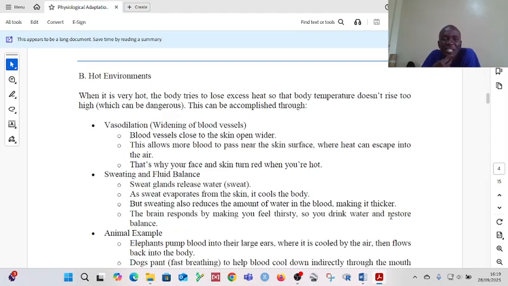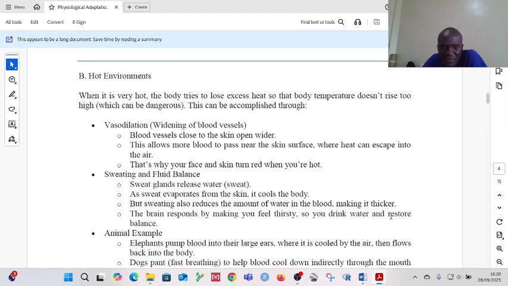Vasodilation involves widening of the blood vessels. So the blood vessels that are close to the skin open wider. Once they open wider, it means more blood can pass near the skin surface. Once more blood is passing near the skin surface, then heat can escape into the air. Okay? The second physiological adaptation is sweating and the fluid balance.